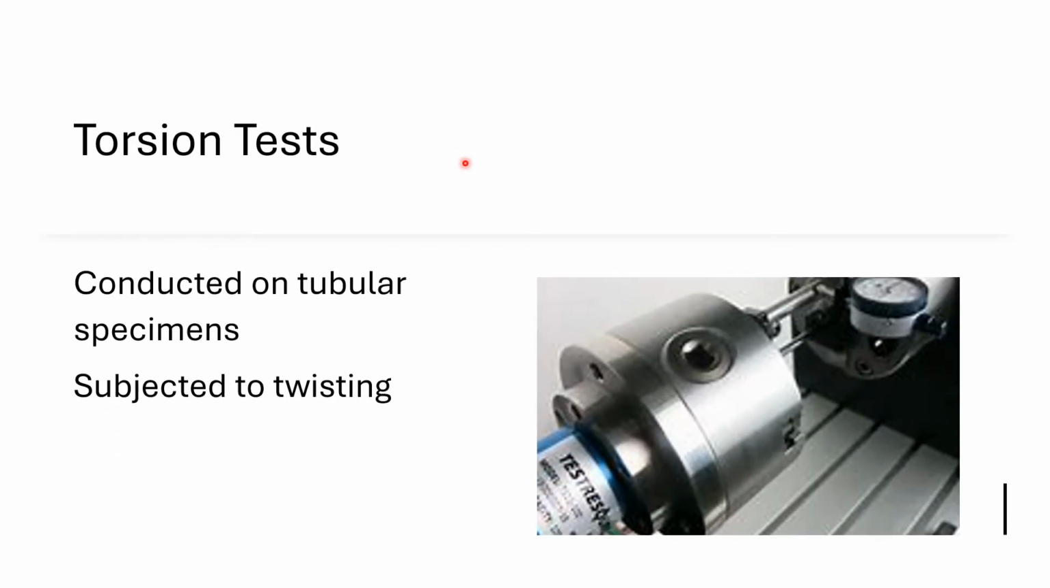Another test for mechanical behavior is your torsion test. Everything in mechanical properties has to do again with force. The torsion test is conducted on tubular specimens. Specimen again, just a test blank or material, and it is subjected to twisting. We call it the torsion test because we twist the specimens and see how much it can stand, how strong it is.